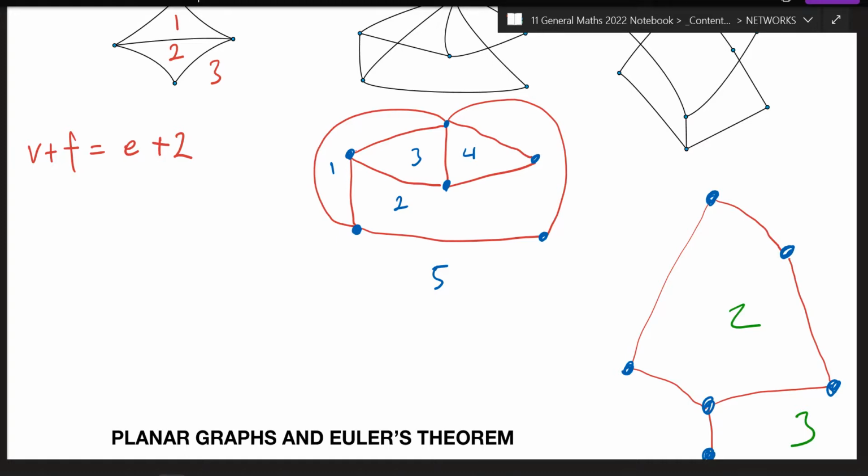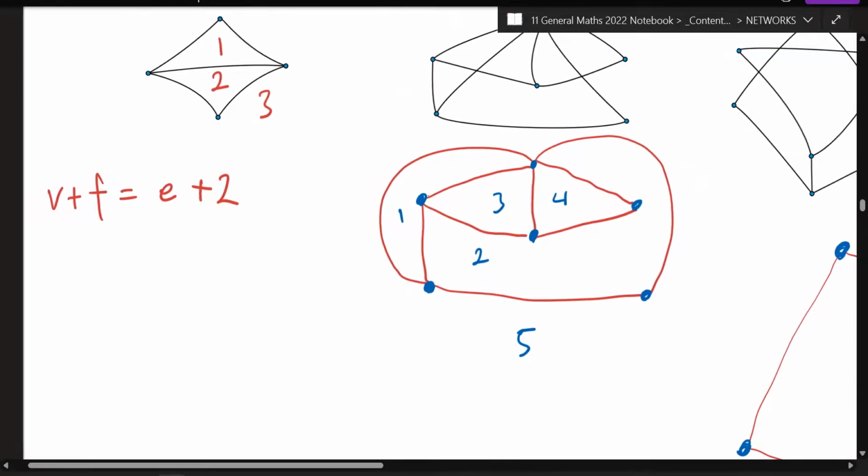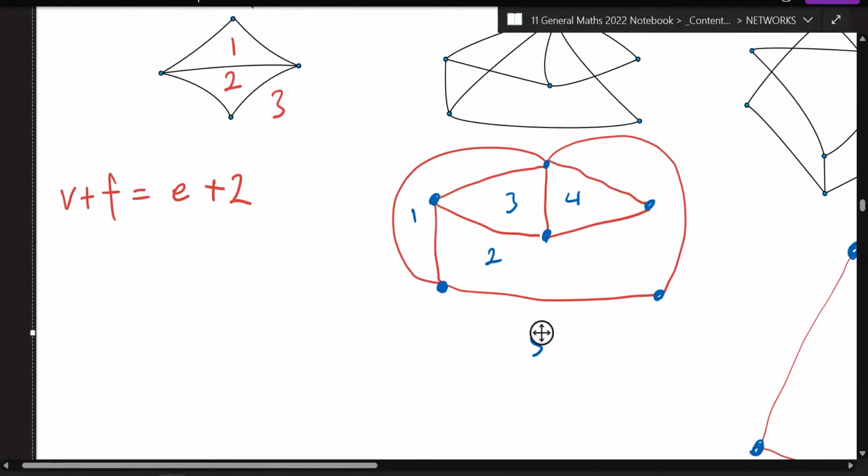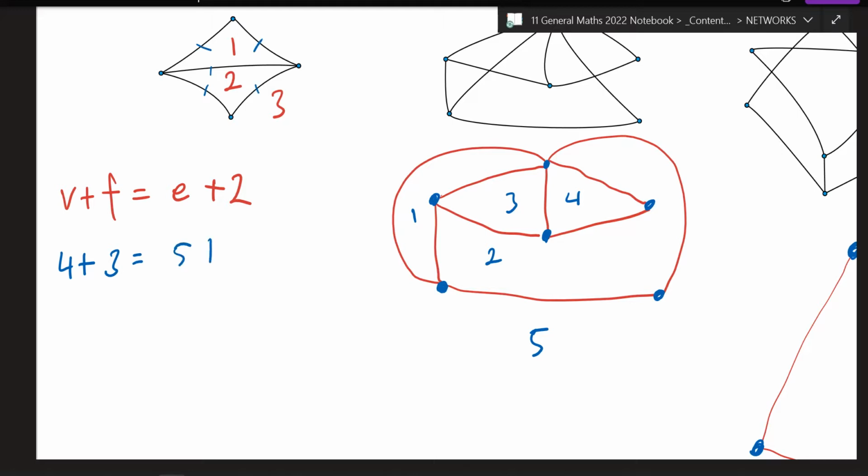So in this graph, how many vertices do I have, guys? Let's prove that it equals what it is. How many vertices? 4. How many faces? 3. Equals how many edges? 1, 2, 3, 4, 5. And then plus 2. Now, let's equate this. 4 plus 3 is 7. 5 plus 2 is also 7. So that means this graph can be made planar.